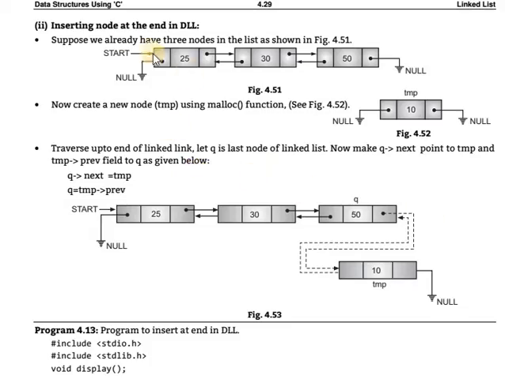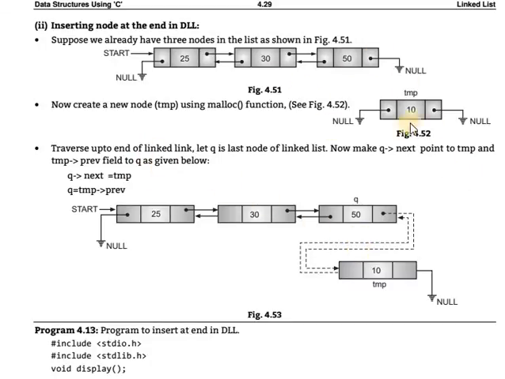Next, the second point: inserting a node at the end in a DLL. Suppose we have three nodes in the list. Now create a new node as temp using the malloc function. Let it traverse up to the end of the linked list. Let q be the last node of the list. Now point q's next to temp, and temp's previous field to q, as given below, meaning the last two nodes are connected with each other.